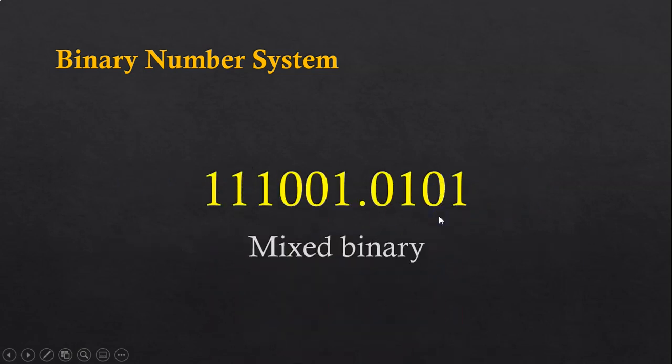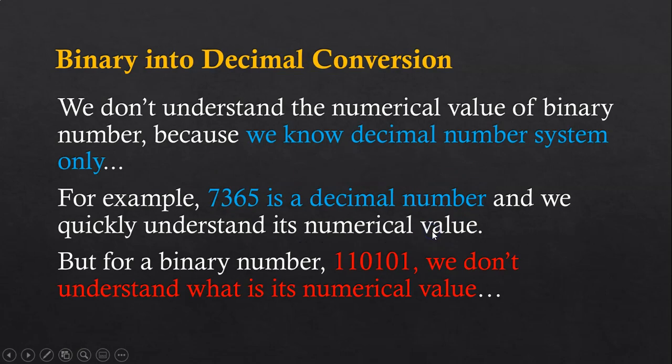Then the third one is 111001.0101. So this is called mixed binary. This left part of the mixed binary number, before this point, is known as the integer part, and this is called the fractional part, and the total number is known as a mixed binary number.